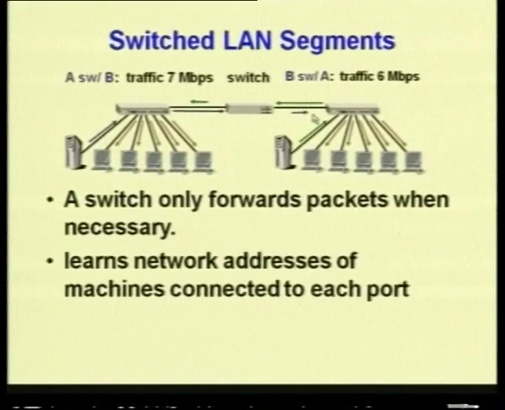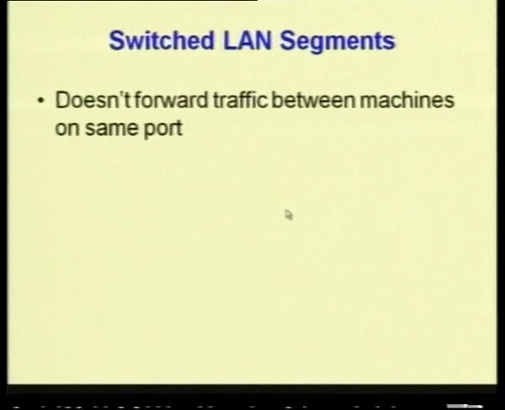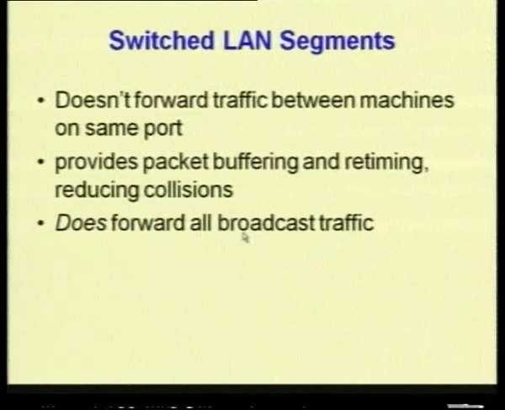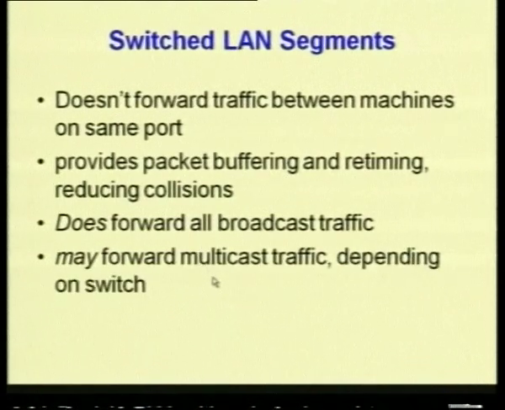The switch will only forward packets when necessary, and it will learn the network addresses of machines connected to each port. We just saw how this learning takes place. If you look at switched LAN segments again, they do not forward traffic between machines on the same port, and they provide packet buffering and retiming, and they also reduce collisions. With respect to broadcast traffic, it does forward all broadcast traffic. With respect to multicast traffic, it may forward multicast traffic depending on the switch. So this is basically how the switched LAN segments will operate.